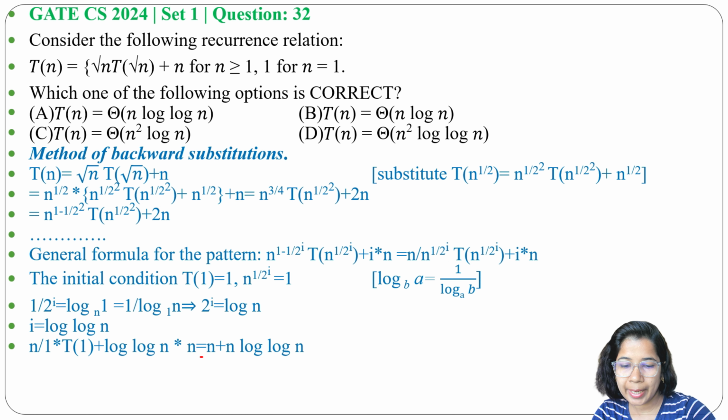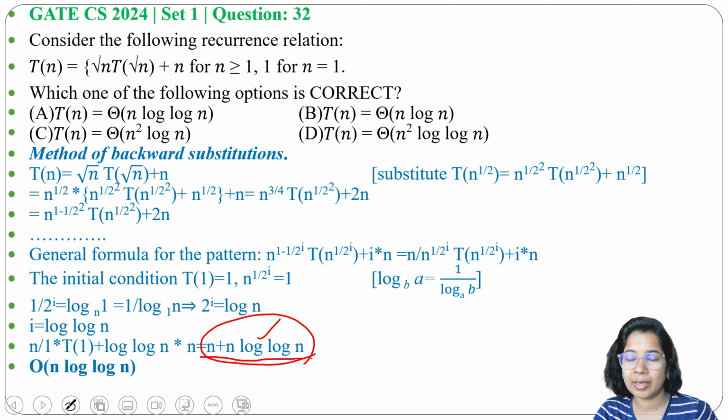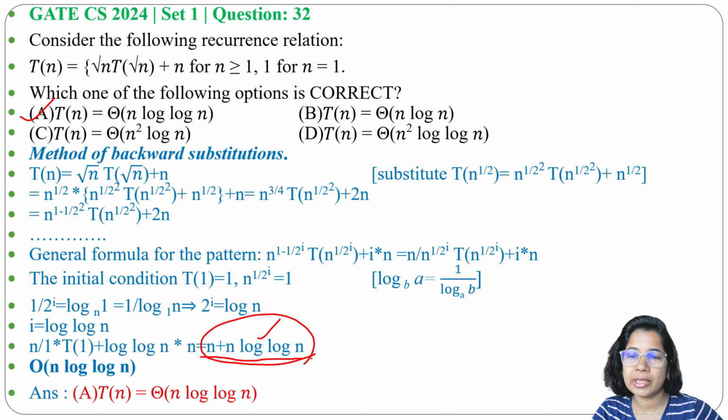So now n plus n log of n: from these two, the higher value is n log of n. That's why the running time will be order of n log of n, or you can say theta of n log of n. It's present in option A. That's why the answer will be option A, theta of n multiplied by log of n.